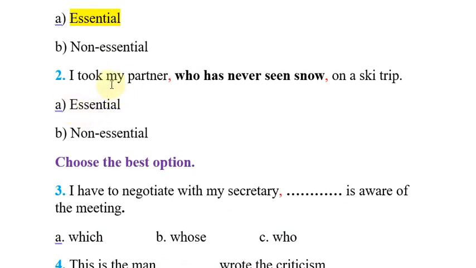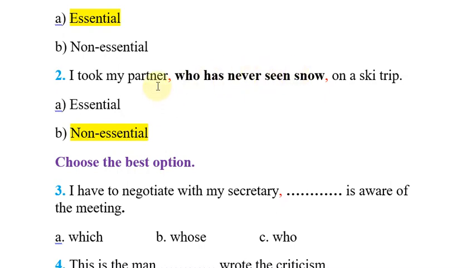Number two, I took my partner, who has never seen snow, on a ski trip. Which one do you think is true? Essential or not essential? The answer is non-essential. We have two commas here, in the middle of the sentence. I took my partner on a ski trip. This is the core sentence. This one just provides extra information.